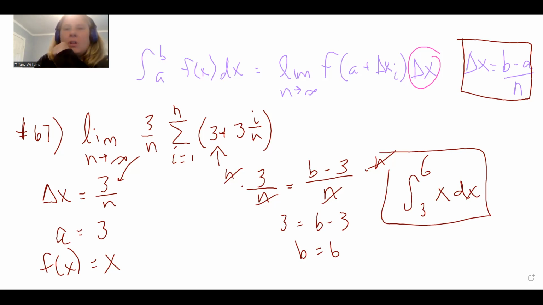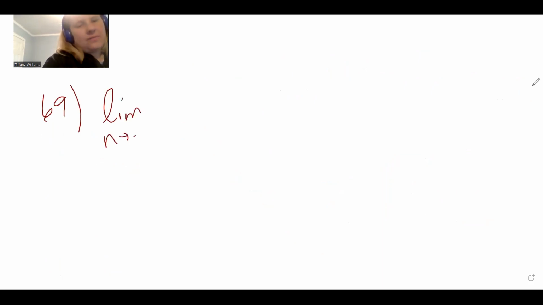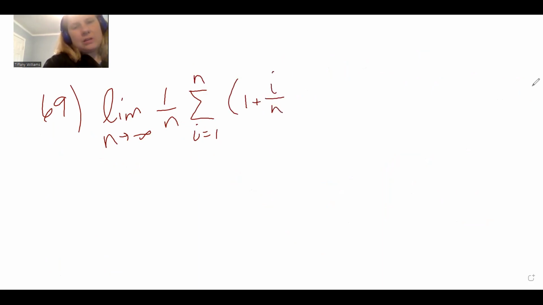Hopefully you've got this definition written down because I'm going to clear it. It's number 69. We've got the limit as n approaches infinity of 1 over n times the summation of i equals 1 to n, 1 plus i over n, log of, my goodness, this one takes longer to write than it's going to take to do the actual problem.